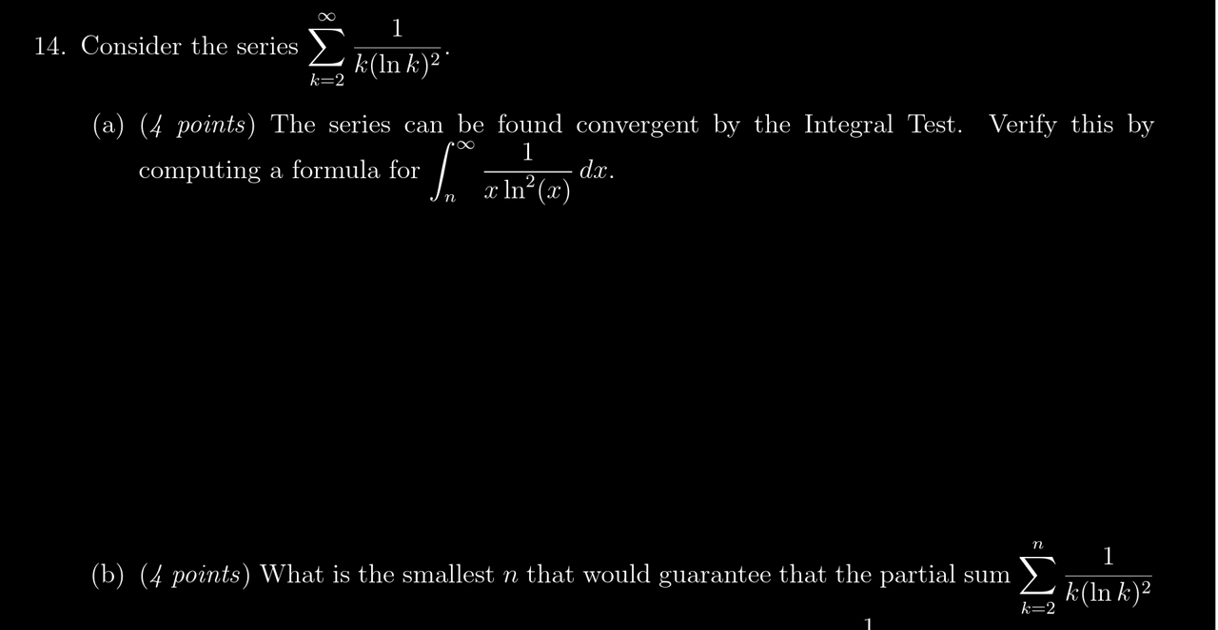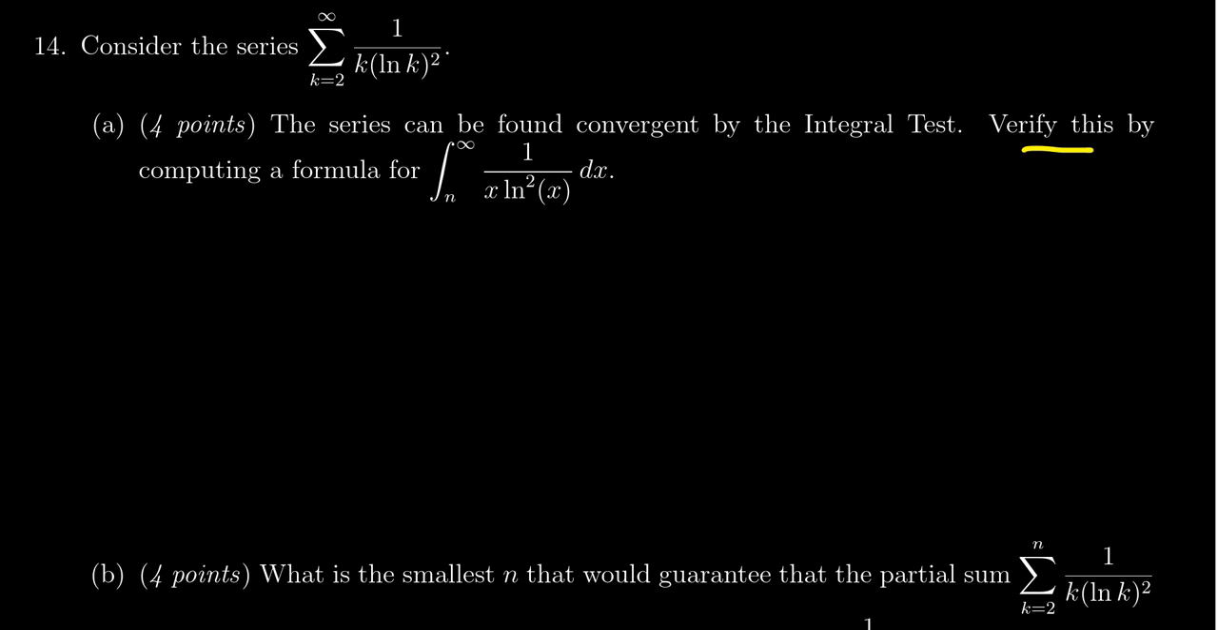There's two parts to this question. This question is going to ask us to do some remainder estimates, some error estimates associated to approximating series with respect to partial sums. And it's broken up into two parts. The first part, what you can see on the screen right now, actually has a statement right here. The series can be found convergent by the integral test. So this is not something that you have to prove. This is given to us, that the integral test will provide that this thing is convergent.